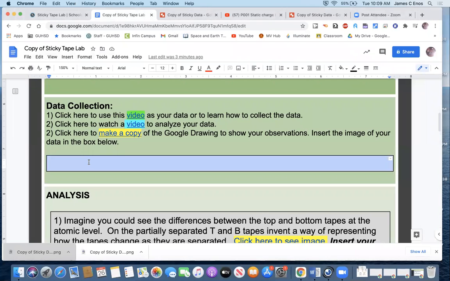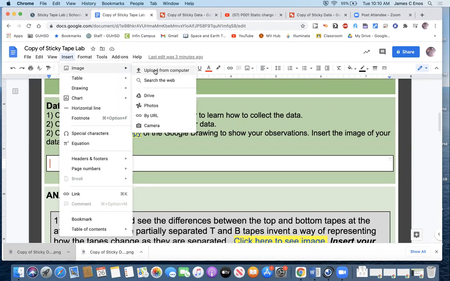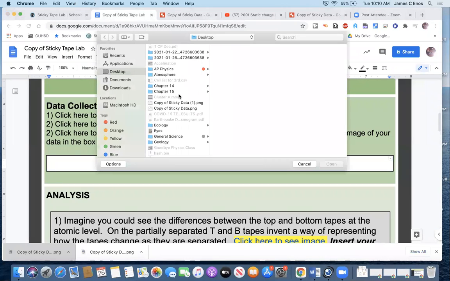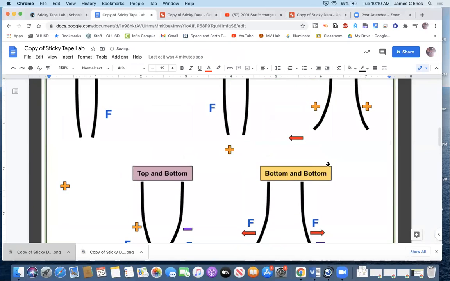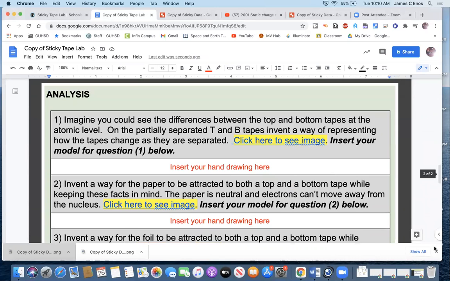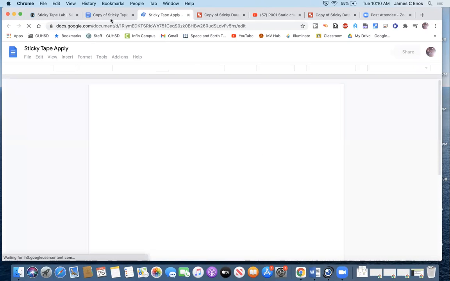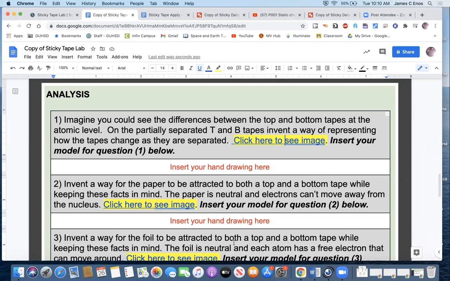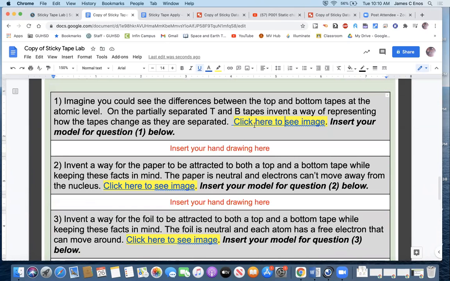I'm going to insert an image. So the way I'm going to insert an image is I'm gonna click insert, then image, and I'm going to upload from the computer. I just downloaded this image, and I named it copy of sticky data. So this is the one I'm going to turn in and open up and put into here. So now I have my image embedded in here. Now, as I am going to quickly move on to the next steps, what we're going to see is going to be this sticky tape apply. And so I'm going to show us one, and then we're going to have to get number two and number three on our own and number evaluate here as well. So I'm going to show you what I mean.